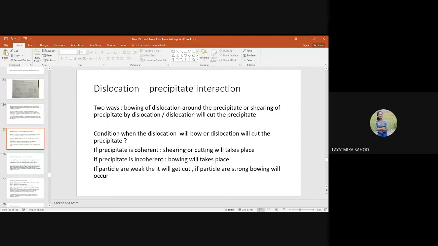So if bigger, bowing will happen. Yes, very good, because it will be incoherent. Cutting: if it is small, it will be cut or sheared. If the particles are weak, then they will get cut. If the particles are strong, bowing will occur. This is another condition.